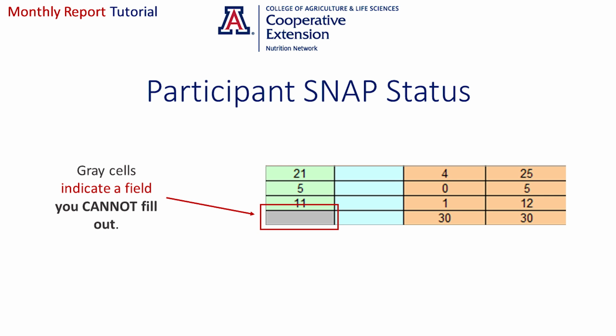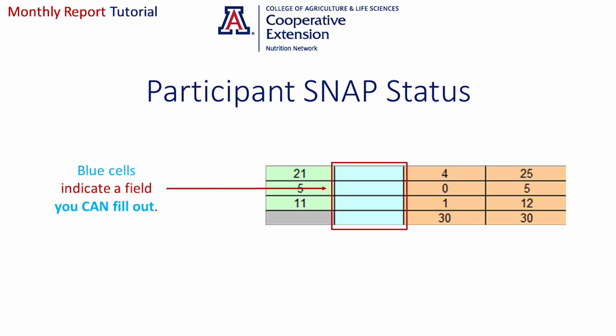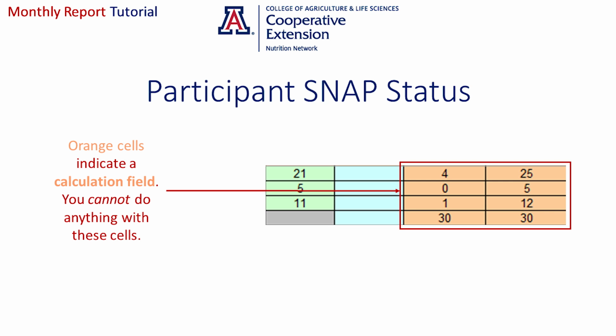A gray cell, like in the previous tab, indicates a field that you cannot fill out. A blue cell, like in the previous tab, indicates a field that you can fill out. An orange cell indicates a calculation. You will not do anything with these cells as they are locked.